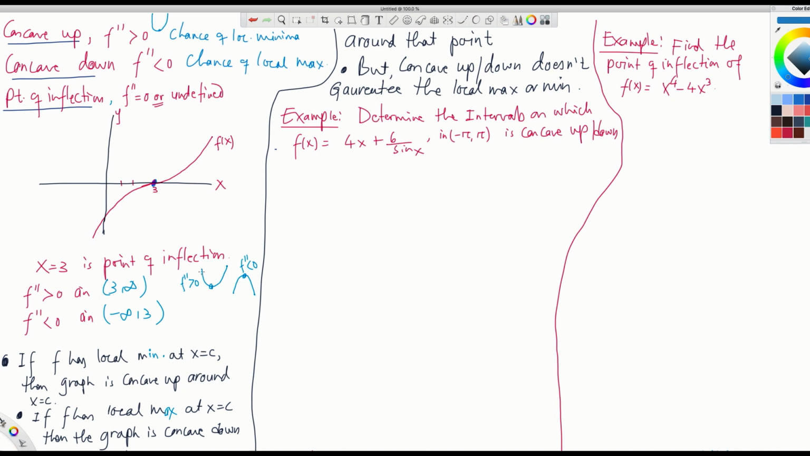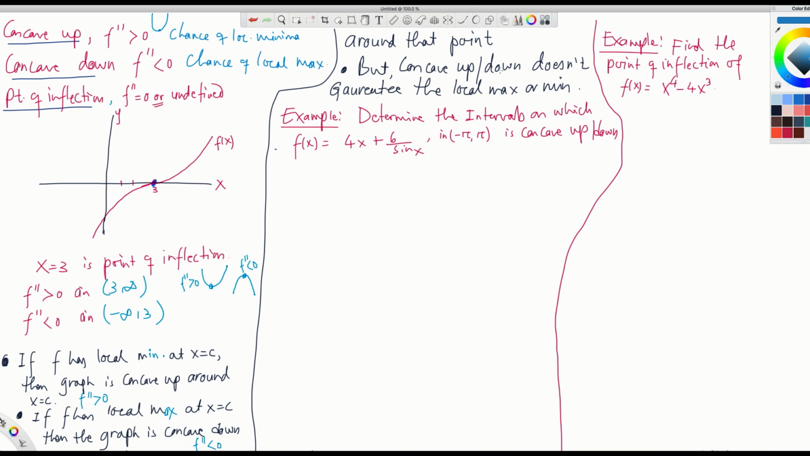Because see, there is a local minimum, right? The graph is concave upward. Whenever the graph is concave upward, then the second derivative must be positive. That's what it says. If f has a local max at x equals c, then the graph is concave downward. Whenever the graph is concave downward, then the second derivative will be negative around that point.